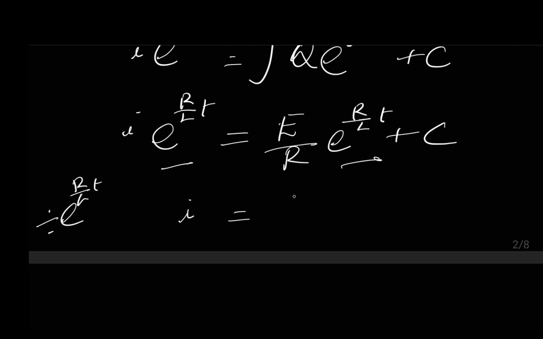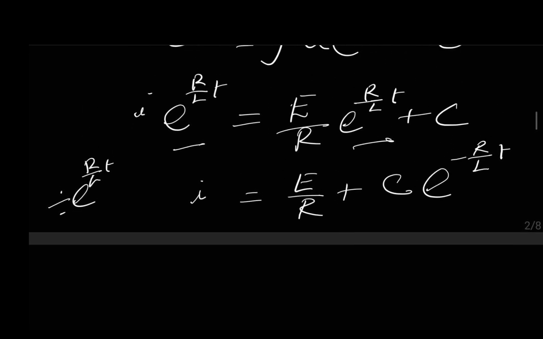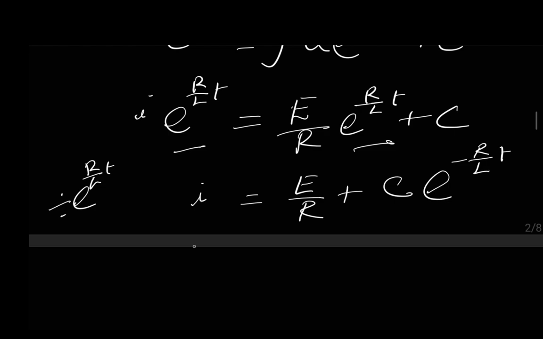So this is I and this is E by R, and when you write here C, we get C e power minus R by L into t. So this is a differential equation in terms of I.